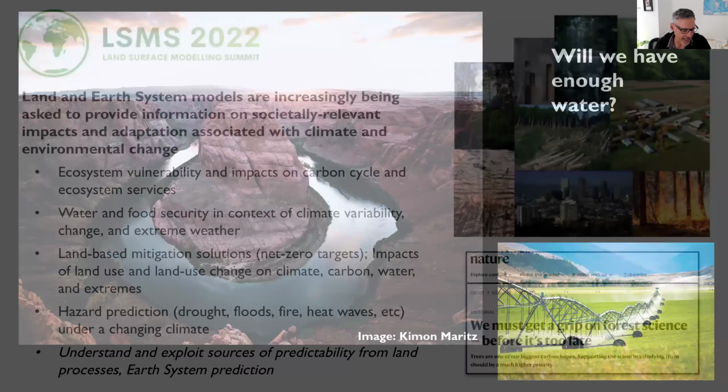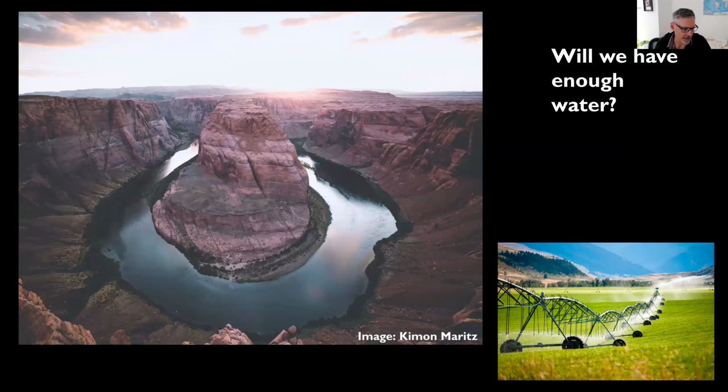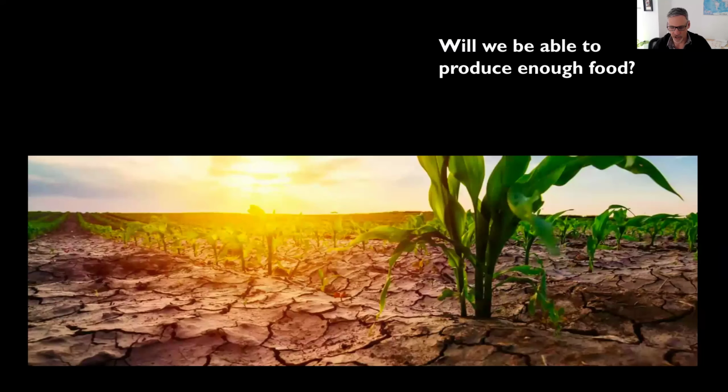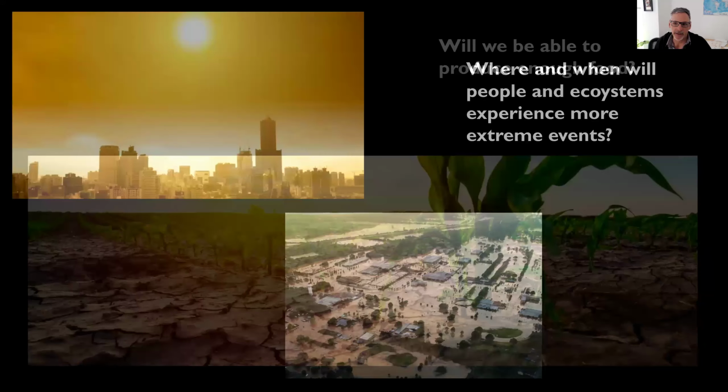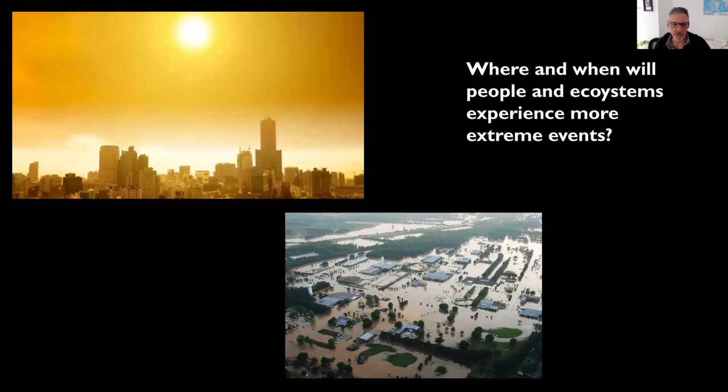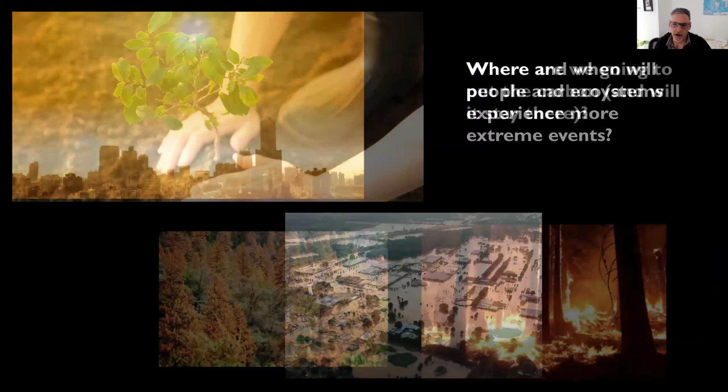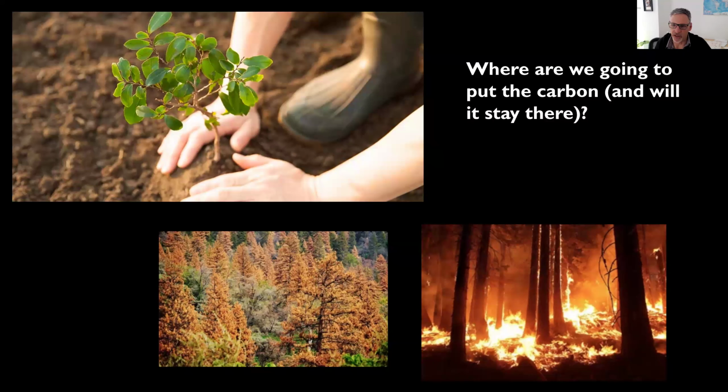At the end of the meeting, we had a summary discussion, and we said that's a nice complicated way of describing it, but fundamentally, what we really need to know is: will there be enough water? Will we be able to produce enough food? And will we be able to produce that food sustainably? Where and when will people and ecosystems experience more extreme events? And where are we going to put the carbon if we need to pull it out of the atmosphere onto the land or the oceans? And will it stay there? It's one thing taking it out, it's another thing for that carbon to stay on the land surface.